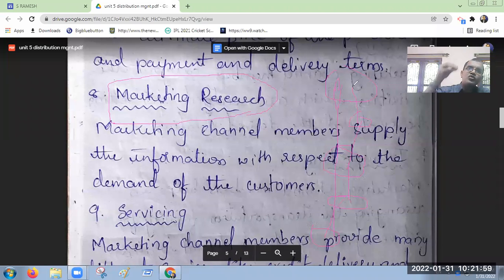So while producing the next set of goods, you please incorporate these changes also. Immediately the producer will see to it that his R&D wing, research and development wing, is informed to make these modifications if possible. So in marketing research also, distribution channels play a major role. They will provide appropriate feedback to the producer about the modifications that are required.